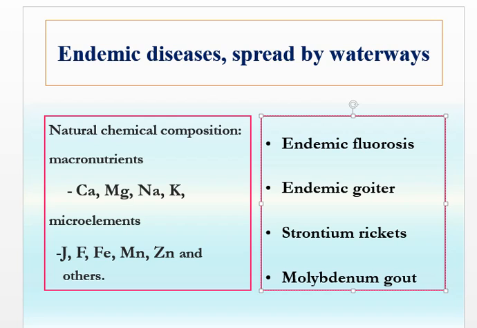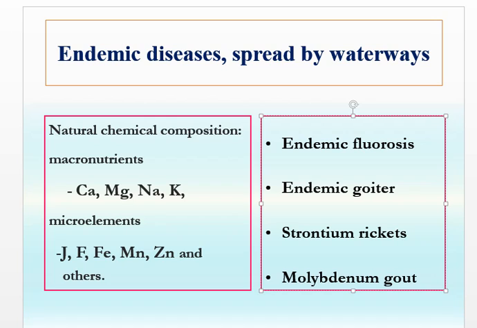On these slides you can see names of endemic diseases spreading by water. Firstly, you can see natural chemical composition, macronutrients and micronutrients. And you can see on the slides which diseases spread by water: endemic fluorosis, endemic goiter, strontium rickets, molybdenum gout.